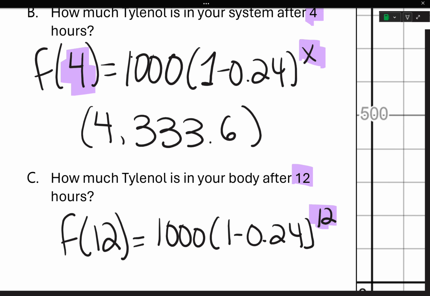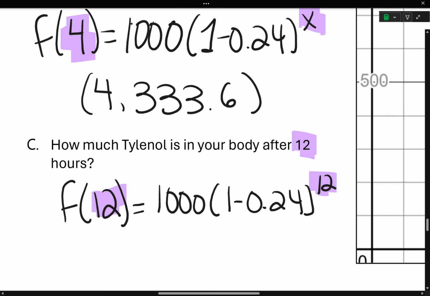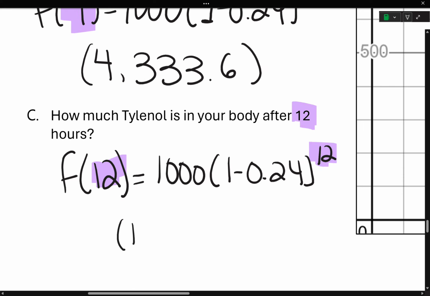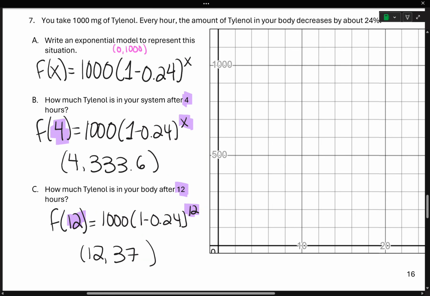Okay. So 12 hours after taking Tylenol, just once, just one dosage, we have about 37 milligrams left in our body. Which, I'm not a doctor, but I think that makes it safe to take some more. So we definitely need these exponential models to make sure people are taking their medication correctly. We don't want medical accidents to happen. That's terrifying. All right, let's begin.